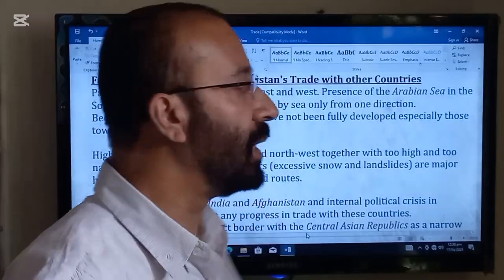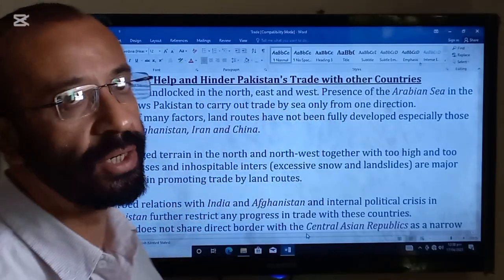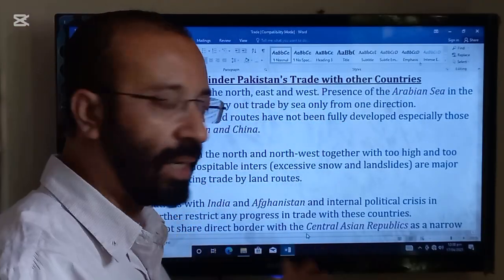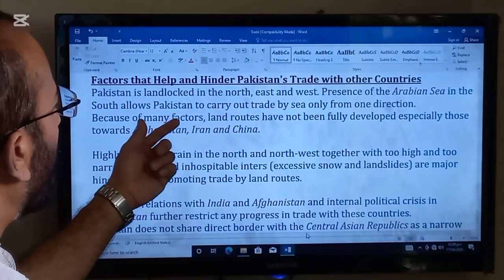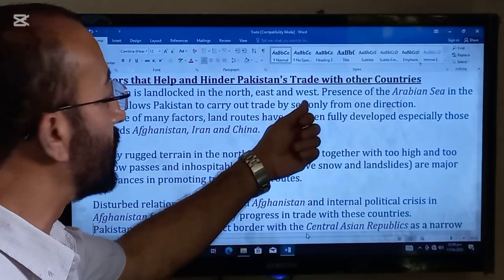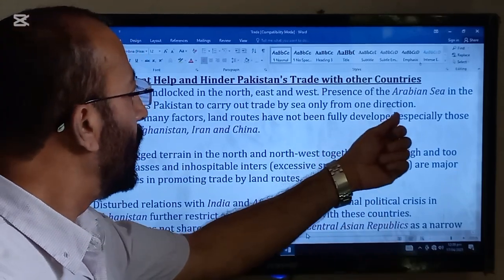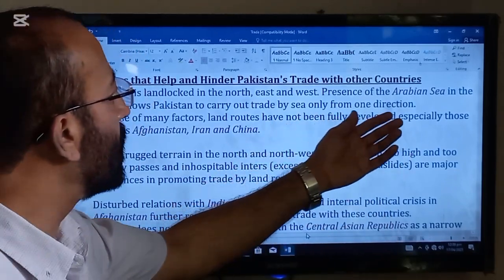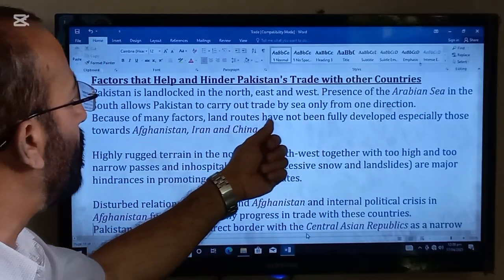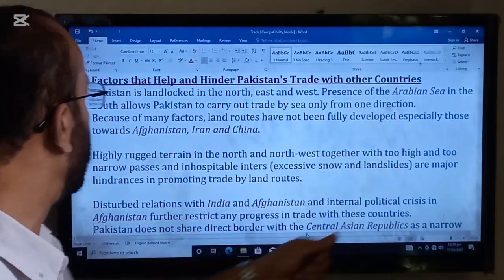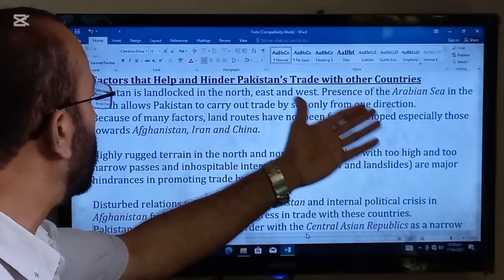The next topic in the lecture is factors that help and hinder Pakistan's trade with other countries. So the points we are going to read, so concentrate. Pakistan is landlocked in the north, east and west. So from three sides we are actually landlocked. Presence of the Arabian Sea in the south allows Pakistan to carry out trade by sea only from one direction. This is one point that actually hinders our trade with other countries.